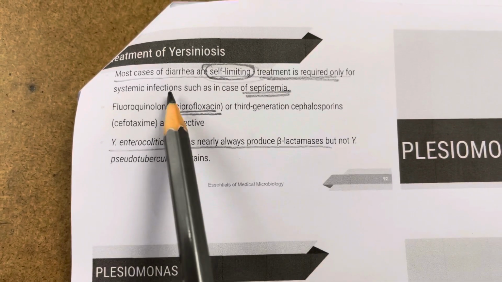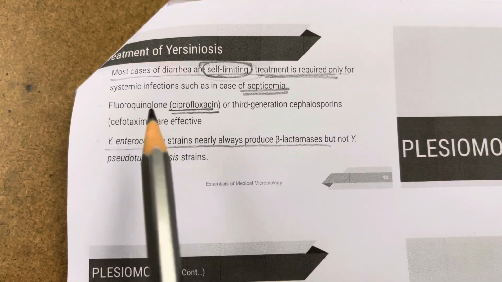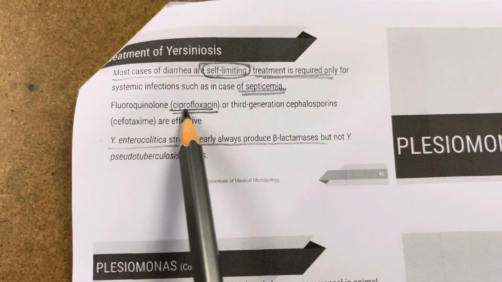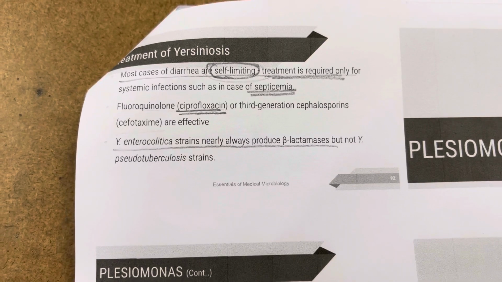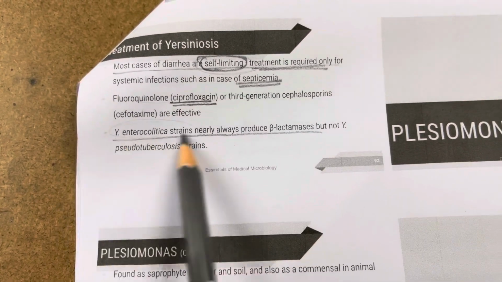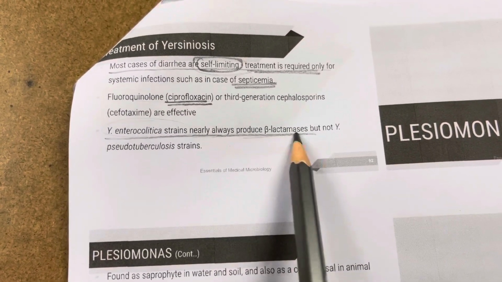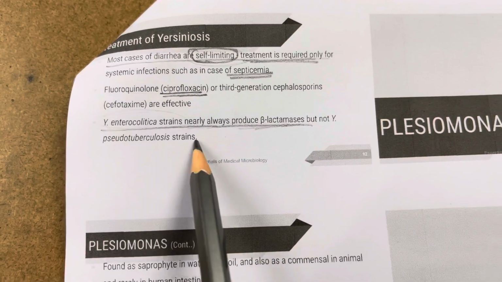Treatment is required only for systemic infections, such as in case of septicemia. So what do you use? Fluoroquinolones like ciprofloxacin or third generation cephalosporins such as cefotaxime. Y. enterocolitica strains nearly always produce beta-lactamases, but not Y. pseudotuberculosis strains.